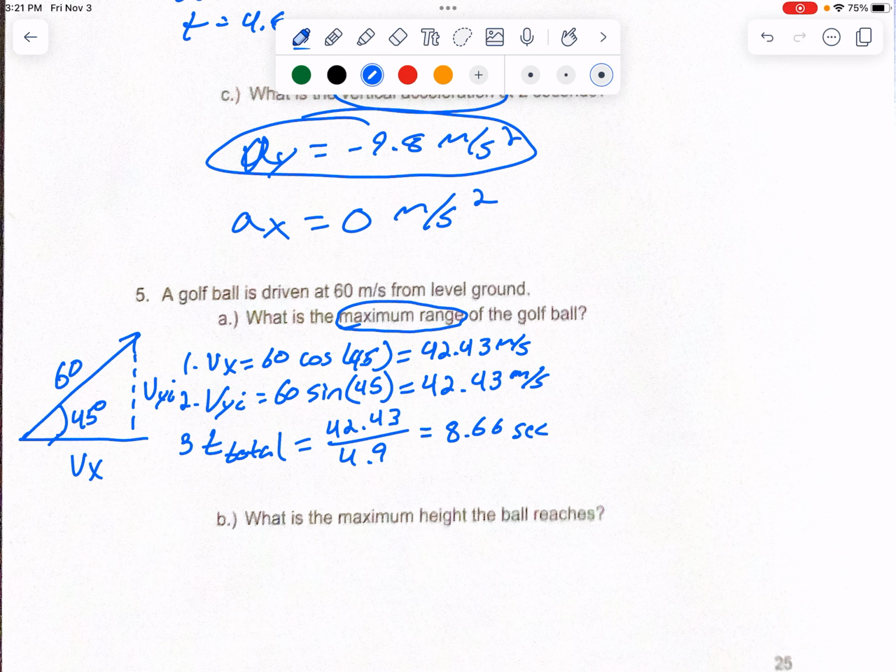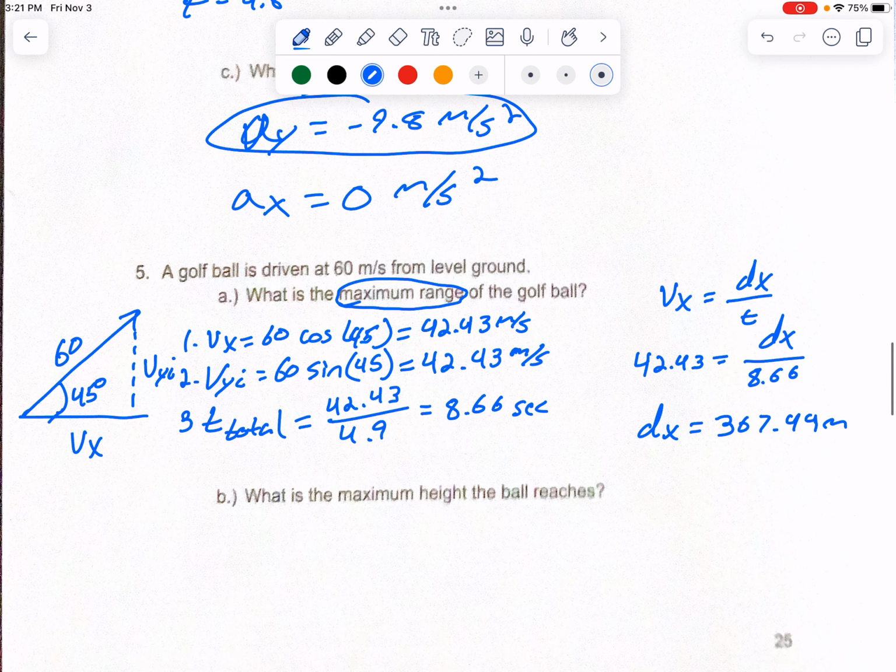Now, I'm asking for range, so we're looking for dx. So we're going to do Vx equals dx over t. Vx we already know is 42.43. Dx we don't know. And we just found time, 8.66. So multiply both sides, and you're going to get a range of 367.44 meters. B, what is the maximum height the ball reaches? Okay, sorry, I forgot to box that.